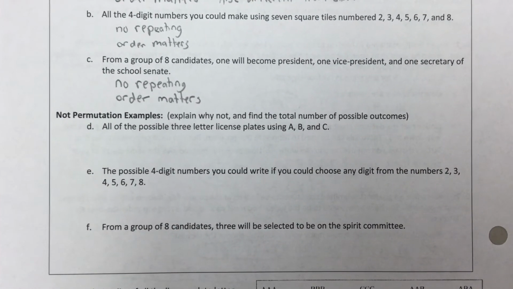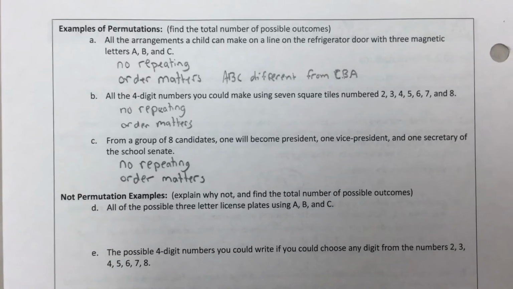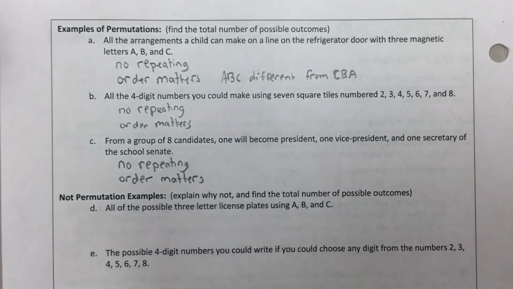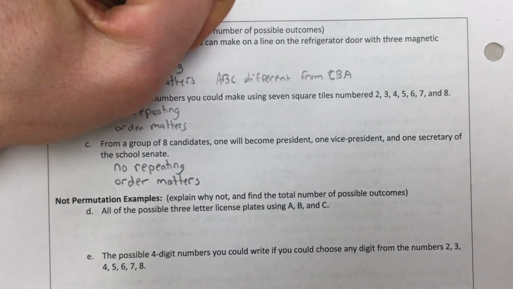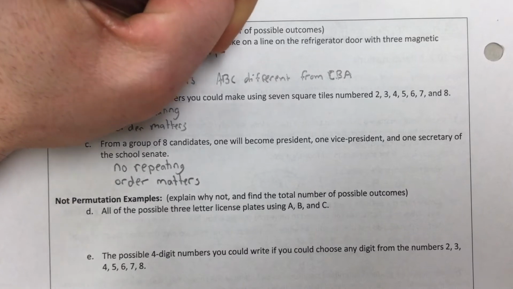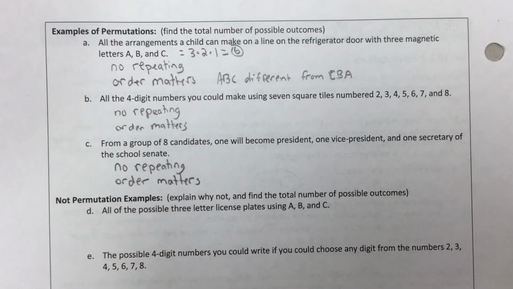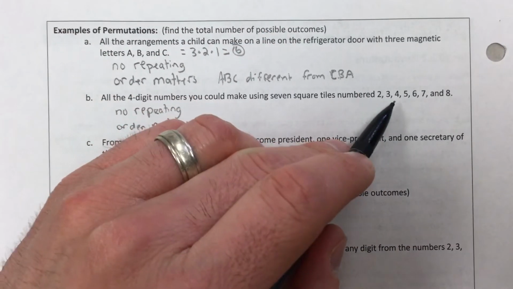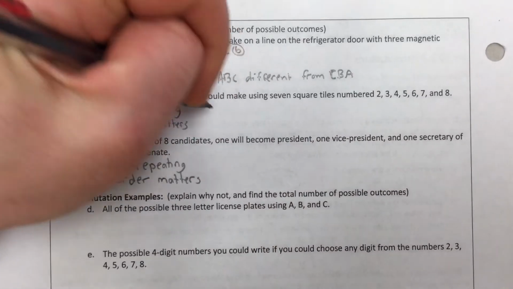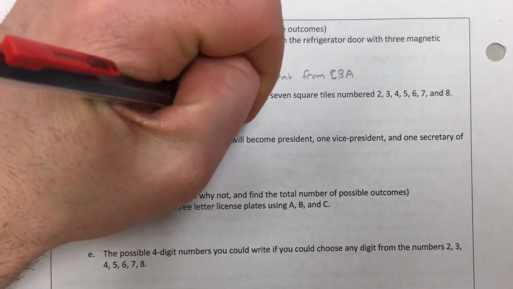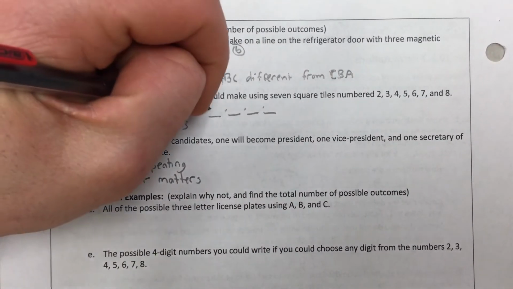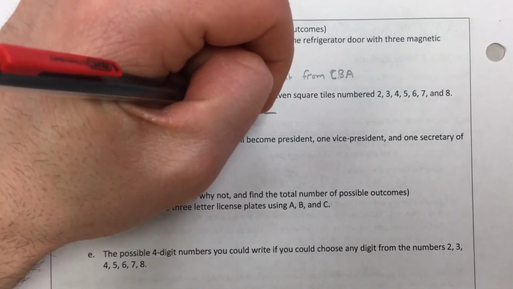Here are some examples of non-permutations. And actually, what we were supposed to do here is just find the total number of possible outcomes. So for this one, we would do 3 times 2 times 1, or 6. For this, we have 1, 2, 3, 4, 5, 6, 7. So 4 options. And there's 7. So 7 times 6 times 5 times 4.